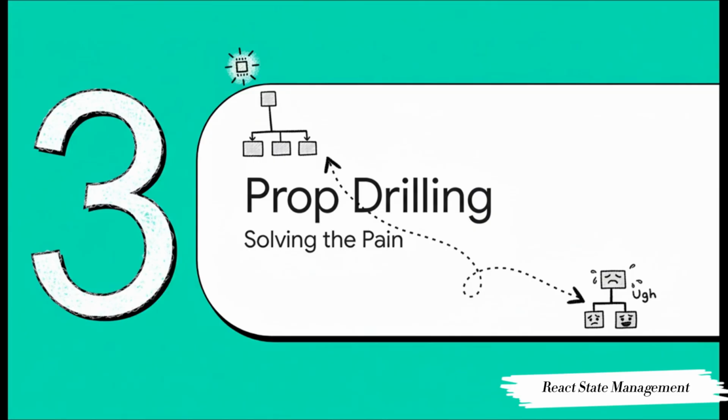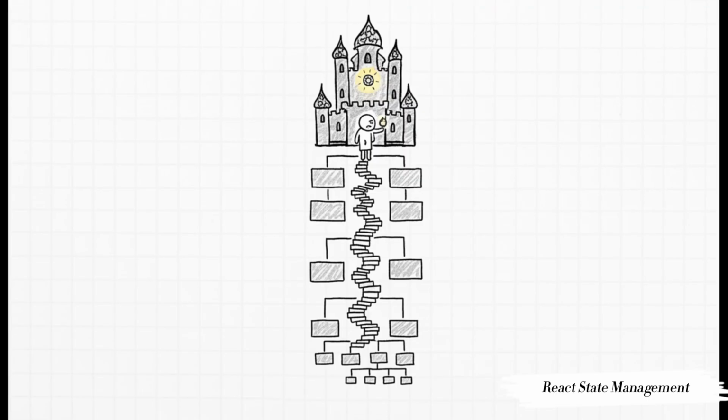You've got some piece of data way up at the top of your app, and you need it in a component that's buried like 5 levels deep. We call this prop drilling, and honestly, it's just the worst. So here we go. The journey begins.